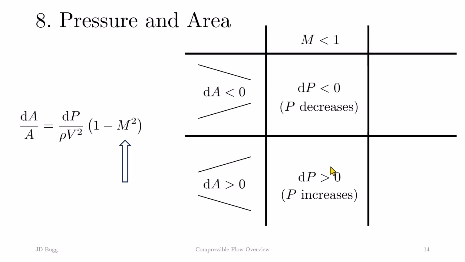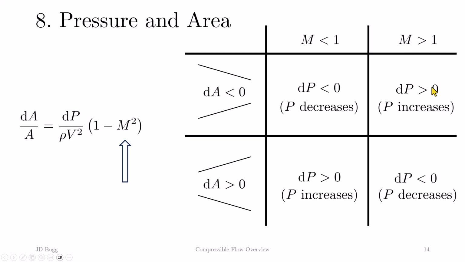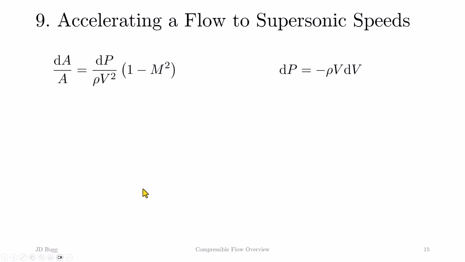Now, if we have a supersonic flow, the Mach number is greater than 1, and this is now negative, and the behavior becomes exactly the opposite. In a converging duct, the pressure increases, which is the opposite of a subsonic flow. In a diverging duct, the pressure decreases. This is a critical feature of compressible flow, and it shows the very important role that Mach number plays in the equations. Now let's say we want to accelerate the flow to supersonic speeds.